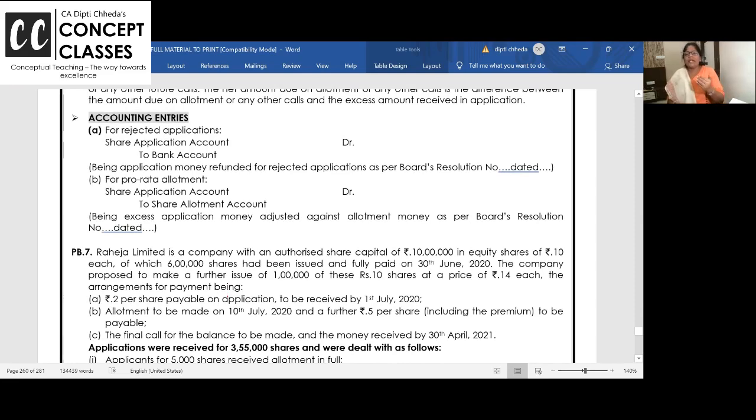Okay. Whatever application money you have received, what is the journal entry? Bank to application. Now if you reject and pay back, application to bank. I've already told you earlier also we have done fourth problem where application money was rejected and money was refunded. And if you adjust application against allotment, do like this, pro rata allotment. Application adjusted in allotment. Yes?